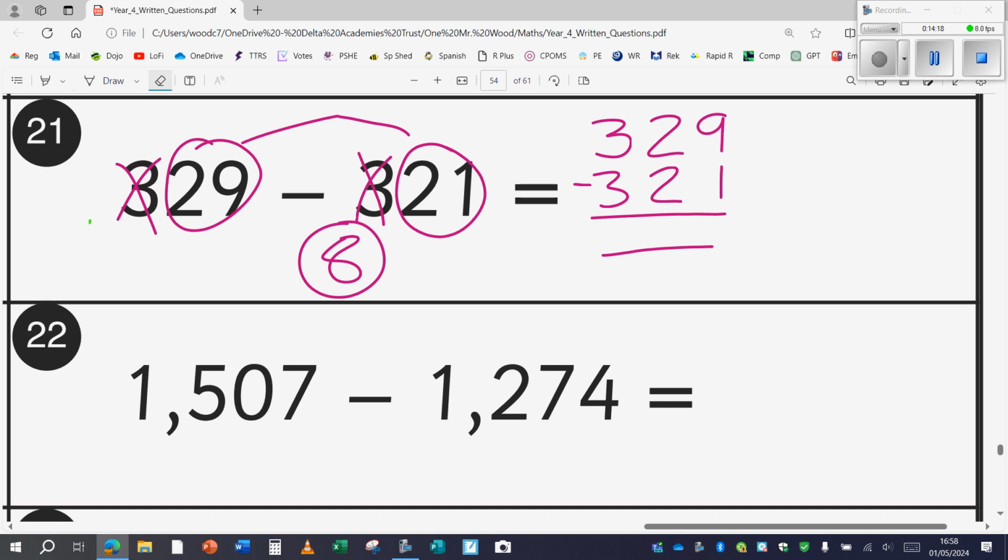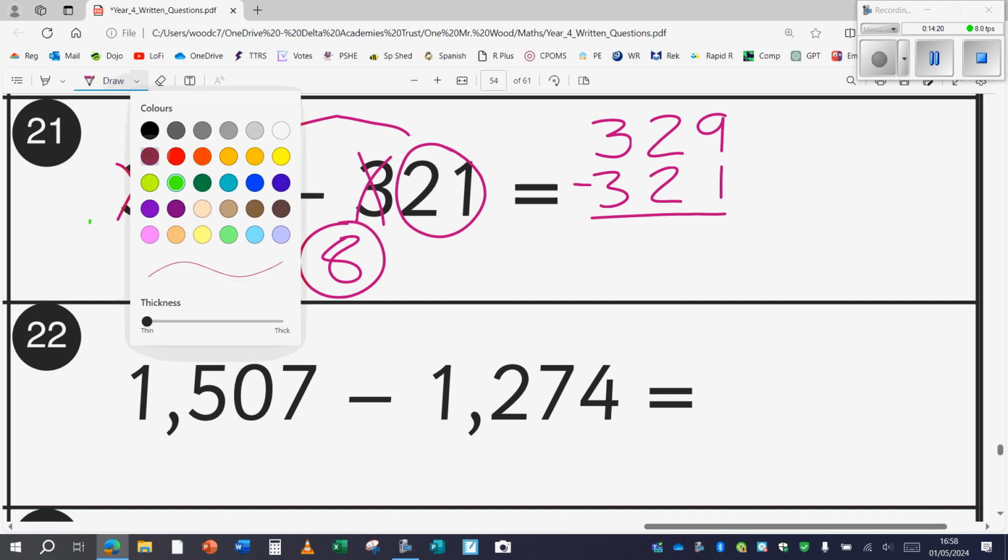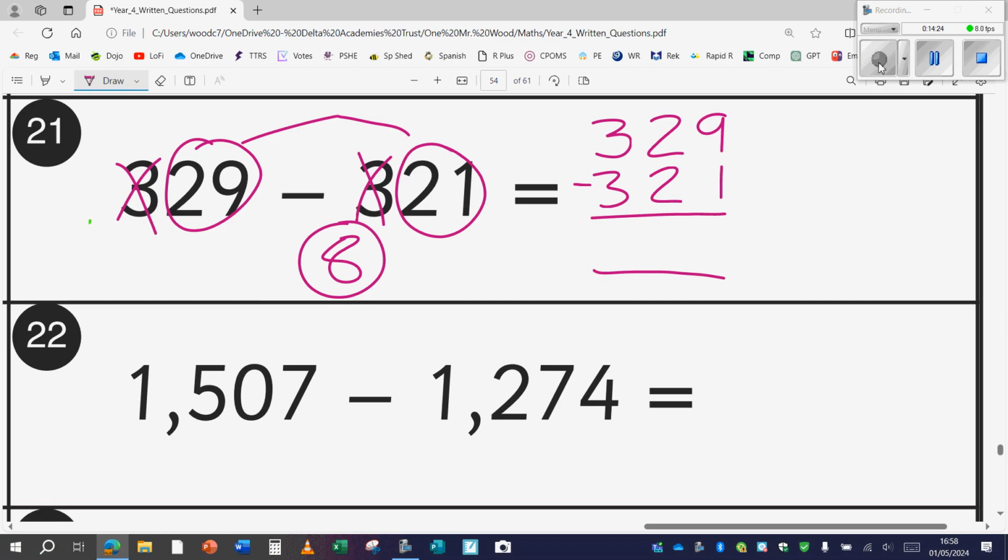Just get rid of this line here. Need a bit more space. Okay, so 9 take away 1 is 8. So again, we're in the ones column to start off with. And then in the tens column, I've got 2 take away 2. And in the hundreds column, I've got 3 take away 3. 8 is our answer.